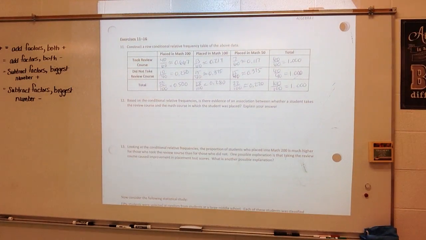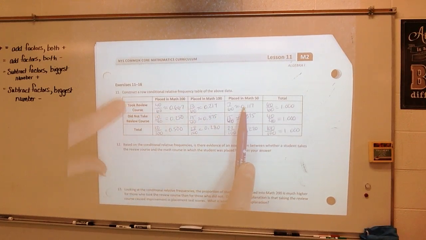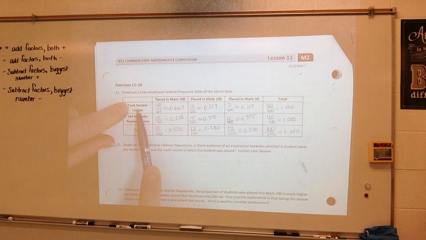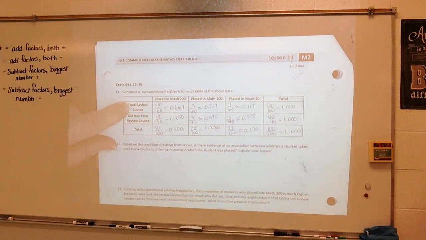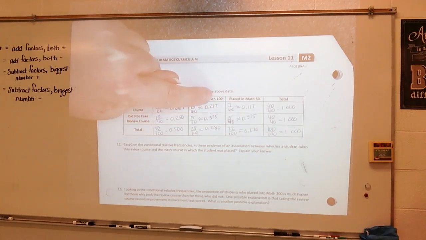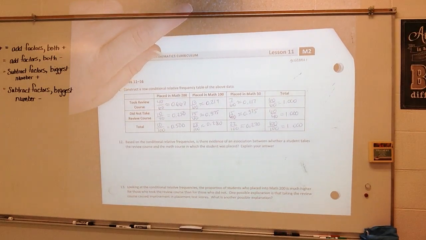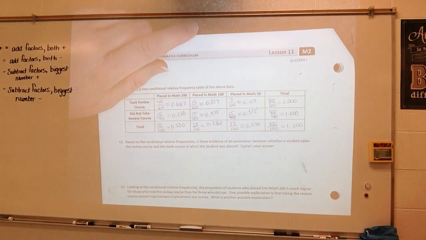Let's go ahead and look at number 12. Based on the conditional relative frequencies, is there evidence of an association between whether a student takes the review course and the math course in which the student was placed? Alright, so let's look. Is there a noticeable difference between the students who took the review course and where they were placed? Well, if you will look, that's quite a bit of difference here. Alright? So there is an association because there are noticeable differences.